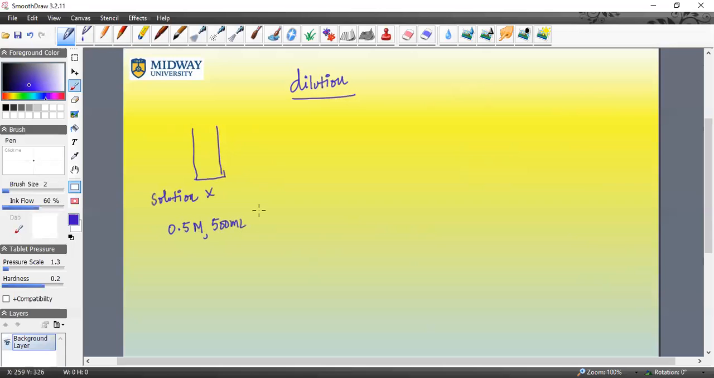I'm going to call this, say, 500 mils. That's not really 500 mils; you have to live with my artistic skills. So that is 0.5 molar and 500 mils. And I want the new concentration. I'm going to get a different color test tube.